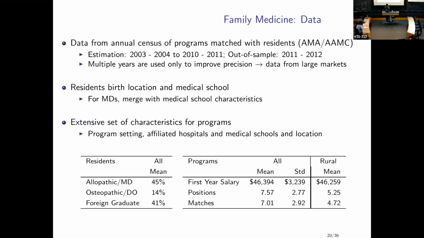Okay, so we have data from 8 years from the American Medical Association. The multiple years are going to be used primarily for precision. I'm not thinking of this as panel data with large T; it's more like large N data. I see the residents' birth location, which medical schools they went to, etc. And you have a relatively extensive set of characteristics for hospitals. In 2010 dollars back then, the average salary was $46,000, and there was some limited dispersion around it.